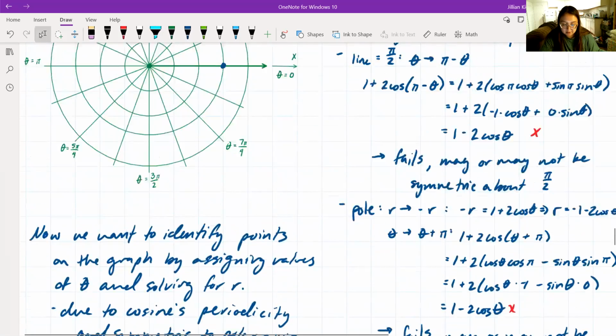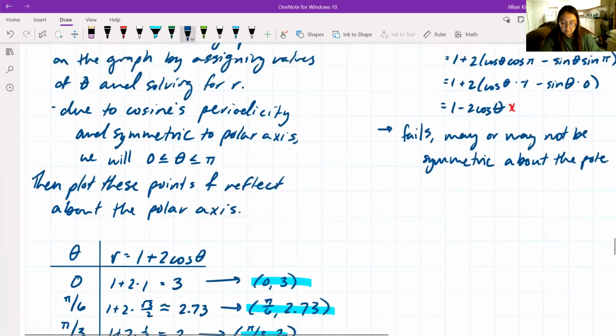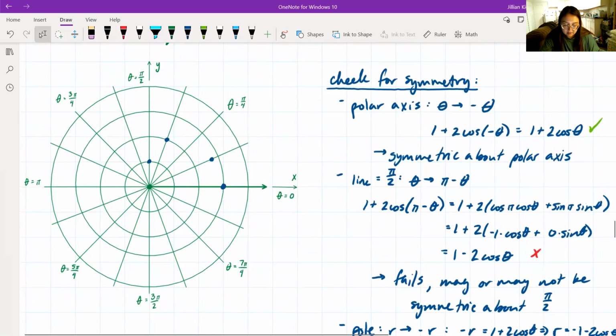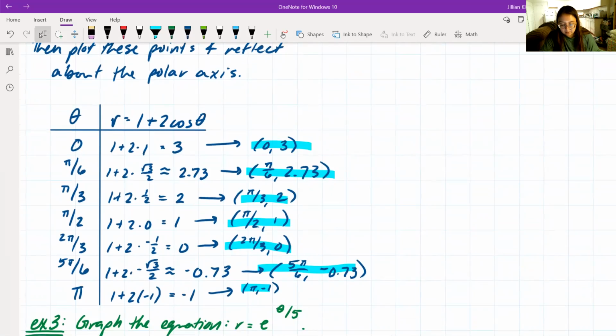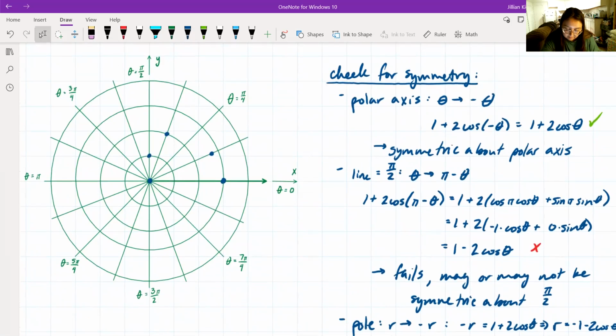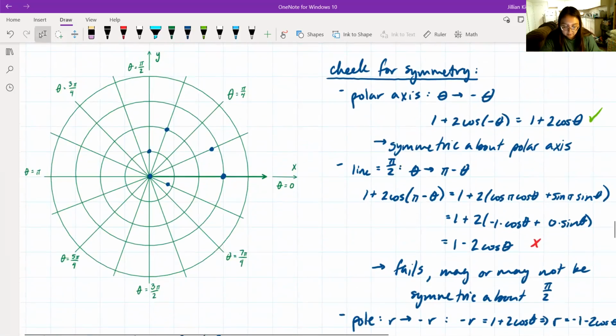Then we have pi over 2 and 1. Then we have 2 pi over 3, 0, so a point right here. Then 5 pi over 6 is negative 0.73. So not quite a negative 1, probably right about there. And lastly, for pi, we have a negative 1.